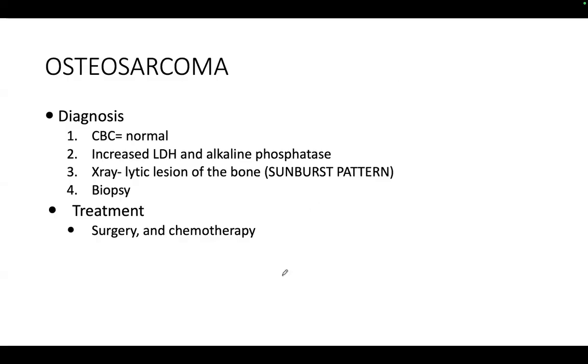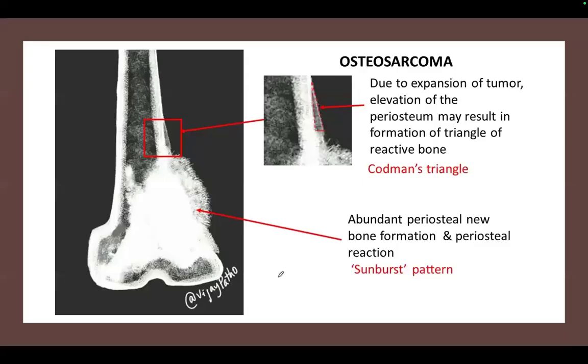Treatment is surgery and chemo. I think in a previous surgery exam, they asked where does osteosarcoma usually metastasize? The answer is the lung. So here we have the reaction of the bone. Periosteal reaction. Here's the sunburst pattern.